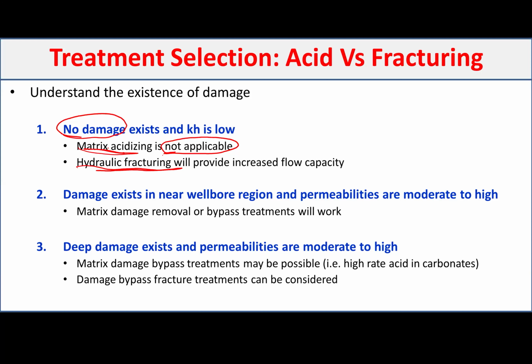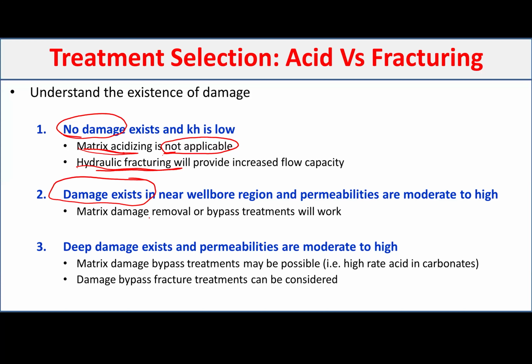If there is some existing damage, and this damage is in the near wellbore area, and the permeability of the formation is good, in this case, that is the ideal case for matrix acidizing, or matrix damage removal. That is the case where we run the acid. So that's the keyword: if you see there is a damage, your mind goes directly to matrix acidizing, or acid treatment for your matrix, to remove or bypass the damage.